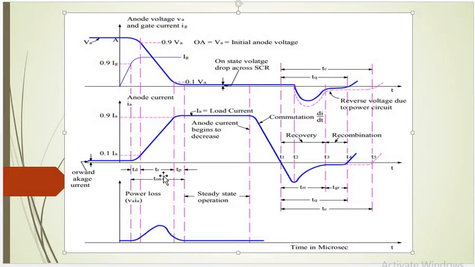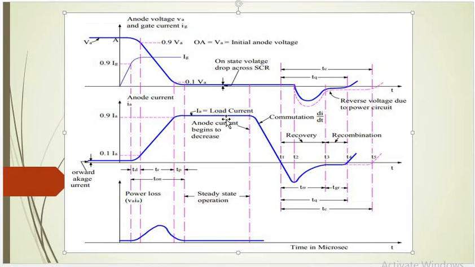That is where the anode current is going to increase from 0.1 IA to 0.9 IA. At that time we can call it the rise time period. From 0.9 IA to IA, we can call that time period the peak time period. So the turn on time of your SCR can be split into 3 different time periods: delay time period, rise time period and peak time period. After attaining the peak value, it is in the on condition. So we will be in saturation, that is IA, the load current.